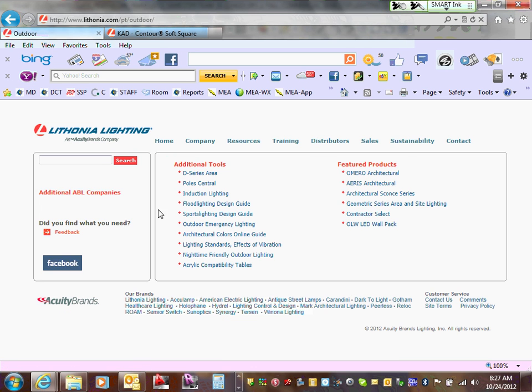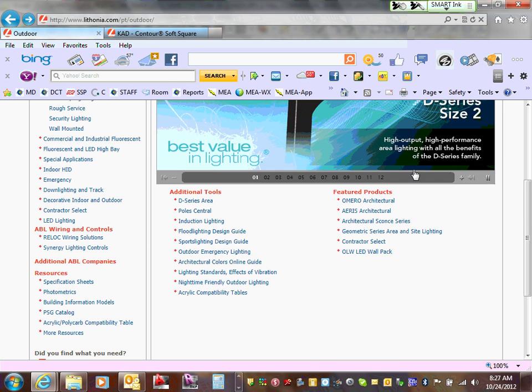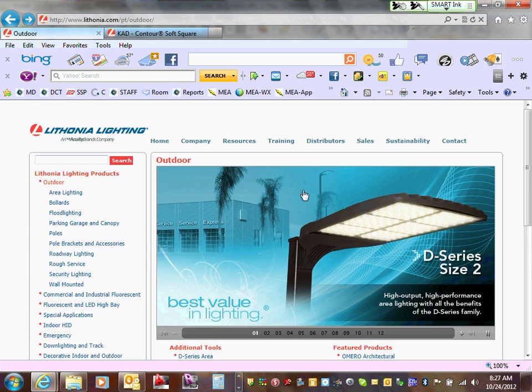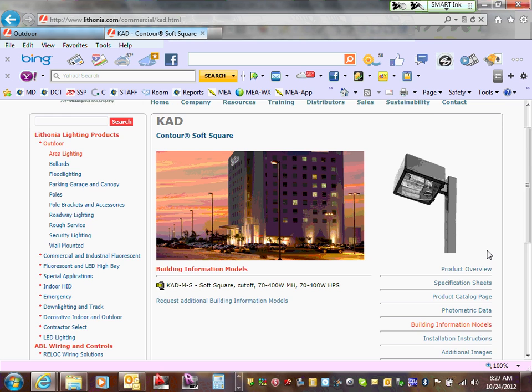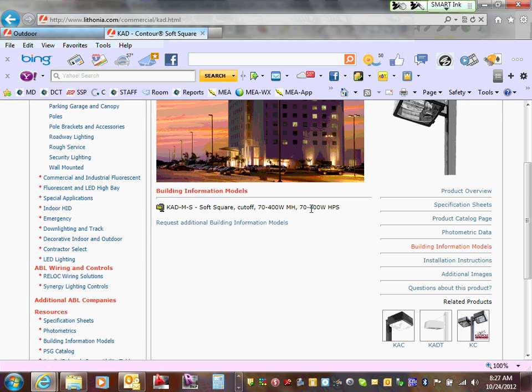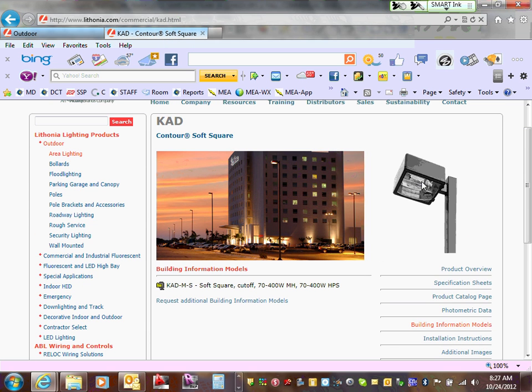Okay. For area light, I think it did it. There you go. For area light, I have different series here. I think I did CAD right in here. Here's the CAD fixture. When you click on area light, you're going to find a CAD. I went directly into the CAD fixture. If you click on CAD fixture, that's the one that you guys did in the parking lot.